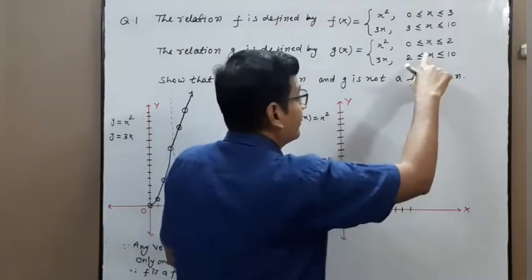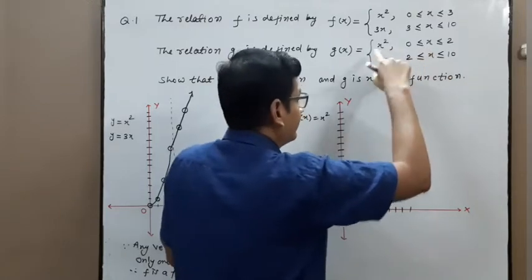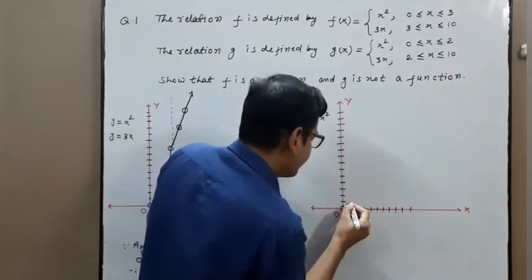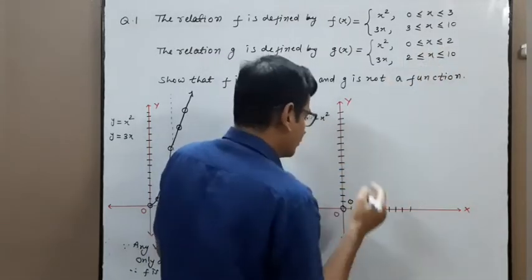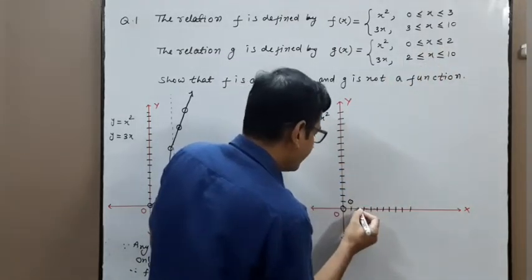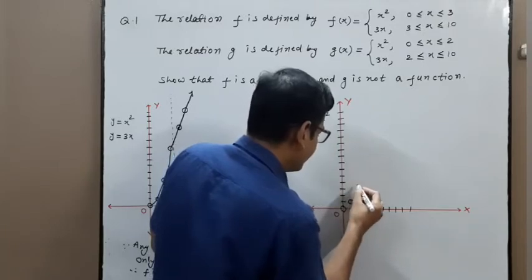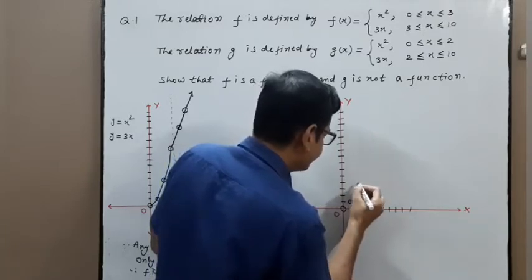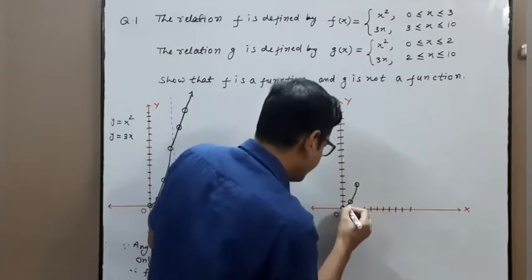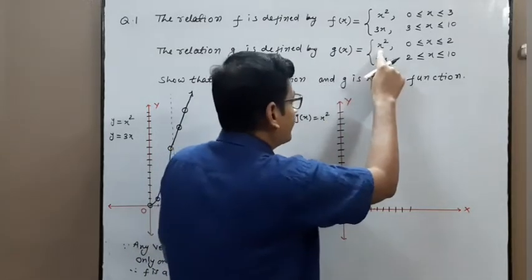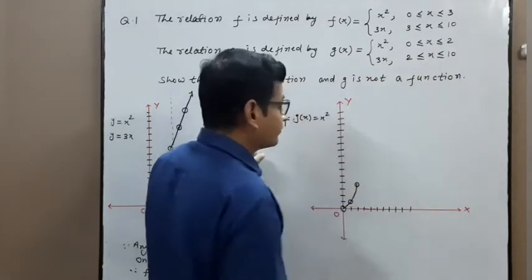So the first point is this. Second point, at x equal to 1, g(x) equal to 1. So the second point is done. At x equal to 2, g(x) equal to 4. 1, 2, 3, 4. So the next point is this. So now showing this curve. So this is the graph of g(x) equal to x square in the interval 0 to 2.